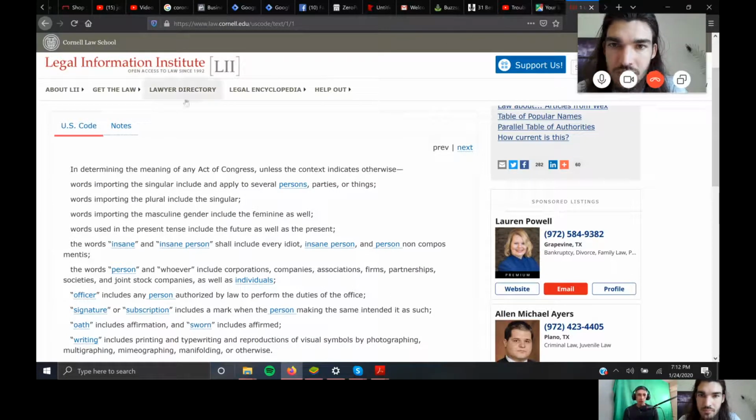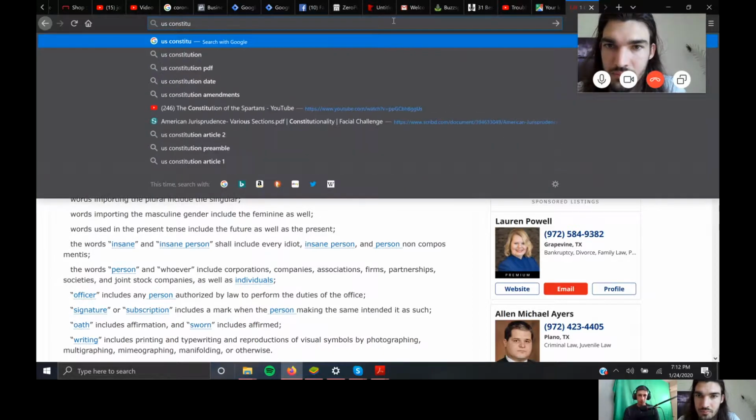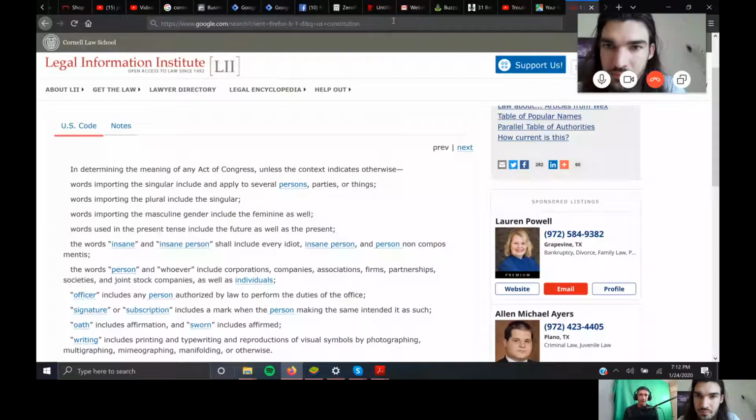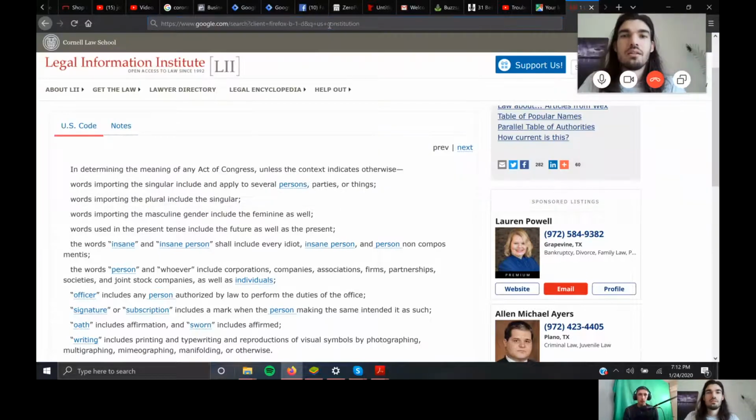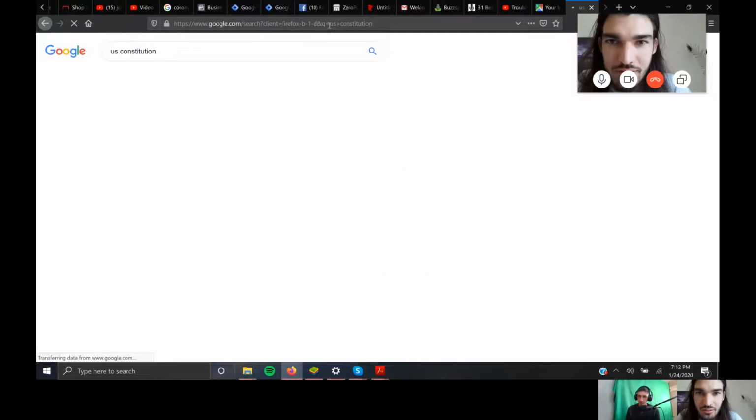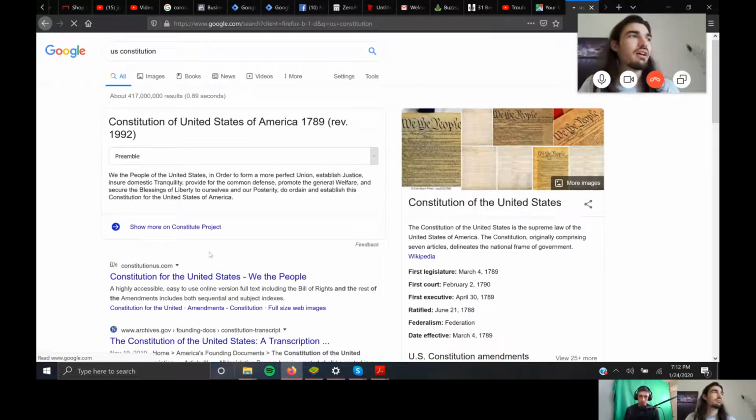So now we can go into the Constitution. Okay. And while that's loading, I noticed that gender comes into this as well.